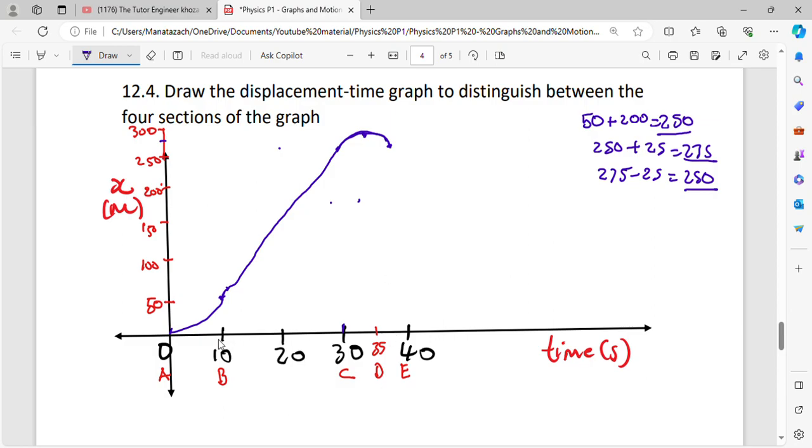If you like, you can write the values. Here you have 50, 250, 275, and another 250.